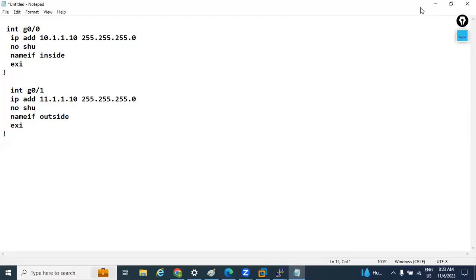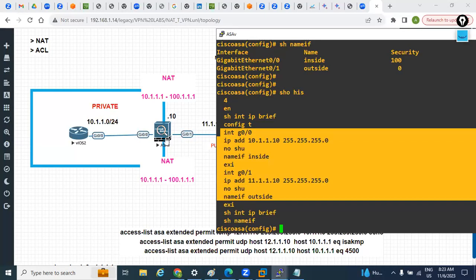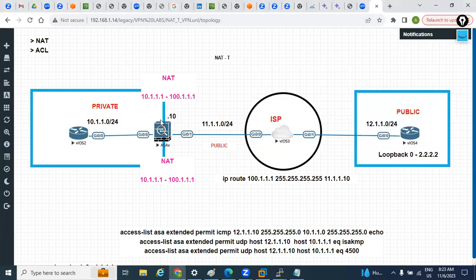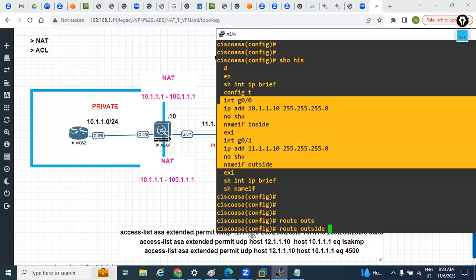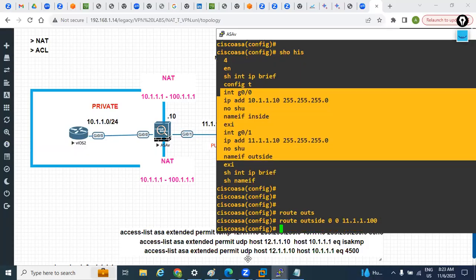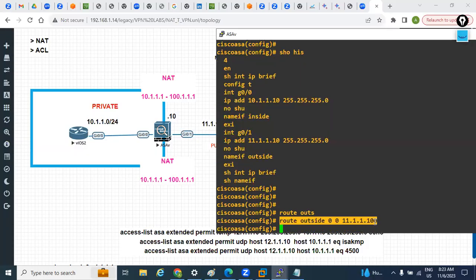Now, after that, I have to configure a default route, because obviously this is my edge device. As the edge device, I have to configure a default route towards the ISP. So I'll configure the default route in this direction. Who would be my next hop? The 11 network, and here I'm going to use the dot 100 IP. So 11.1.1.100 would be my next hop. The command is route outside 0.0.0.0 0.0.0.0. You can go anywhere. The next hop is 11.1.1.100. So this is the command to configure a default route on ASA.